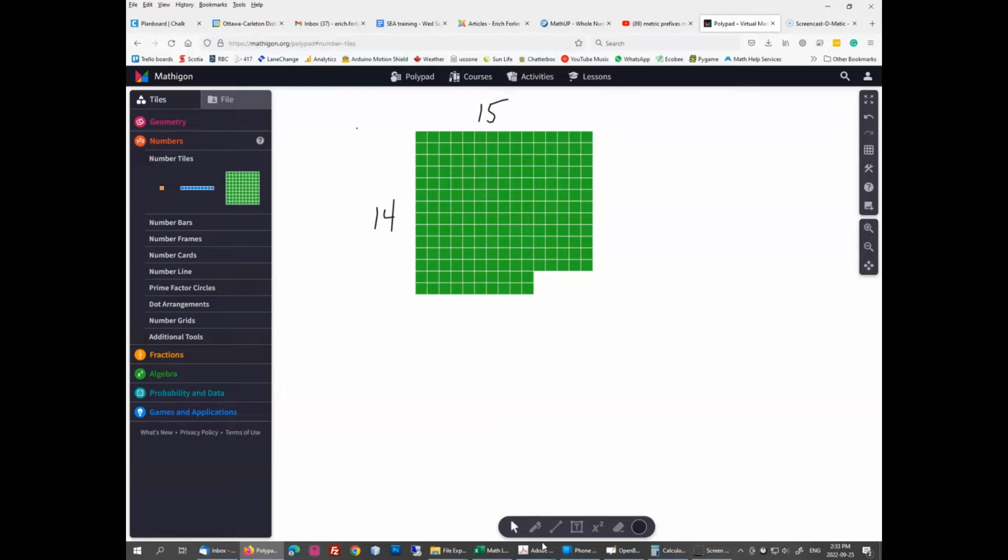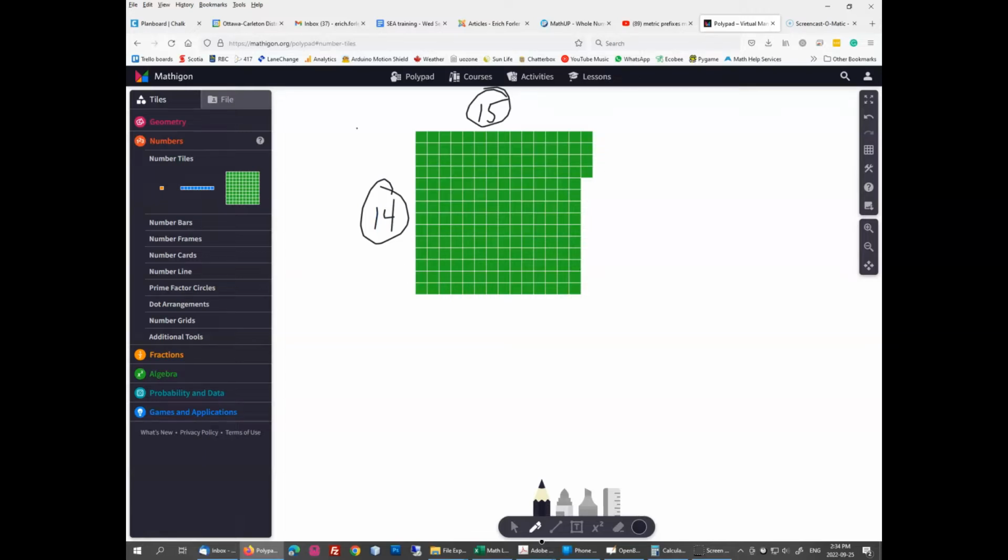So what if I tried to get it a little more consistent? I could take some of these off, and I'll fill them in down here, see what happens when I move those around. I still don't quite have a perfect square. So because I don't have a perfect square, I know that my square root is going to lie somewhere between the numbers 14 and 15.